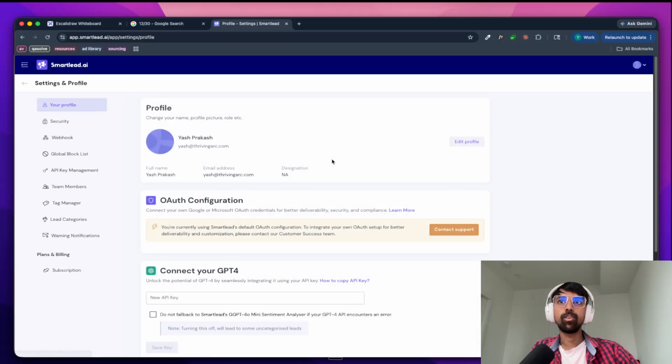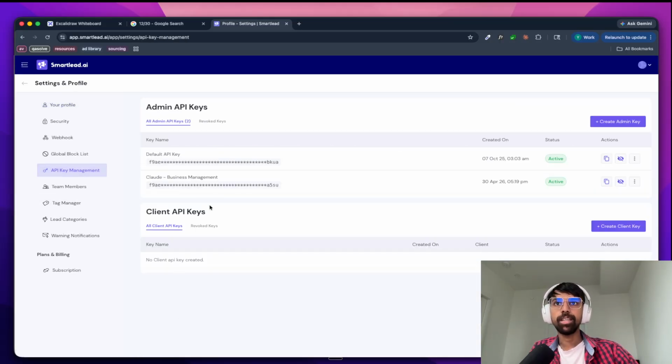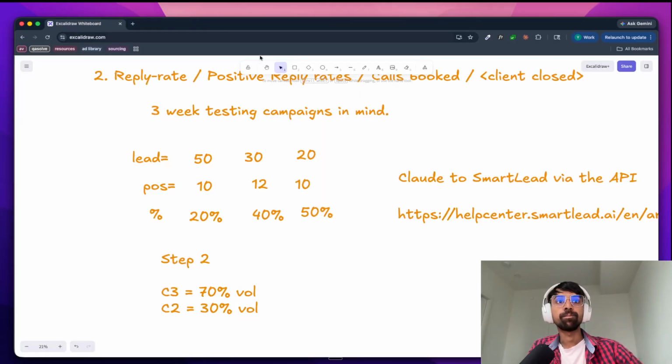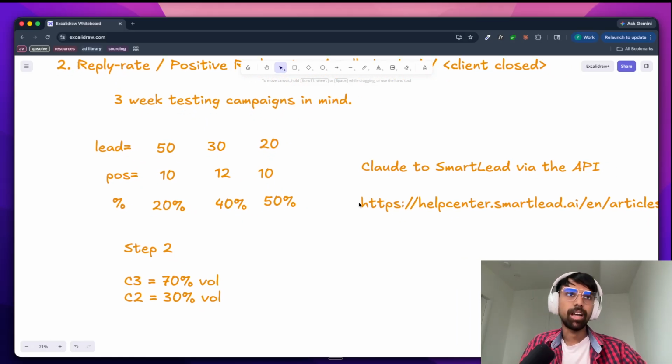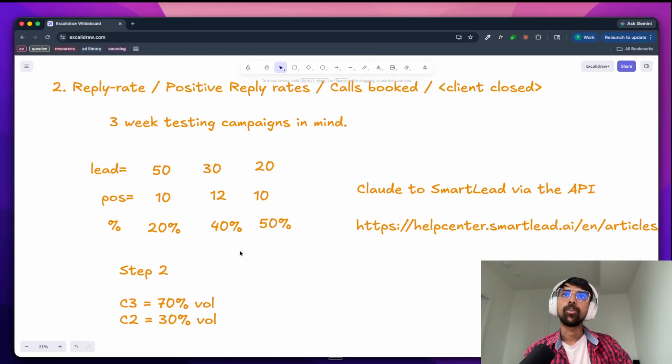If I go to settings, if I go to API key management, you'll see here I have this Claude Business Management API key right here. It was created on 30th April, and this is still active. This is your API key for Claude to be able to work with the SmartLead API and get all of this data on all of your testing campaigns together. So without you having to copy paste or take screenshots or write down manually, you can just use AI to do that for you.